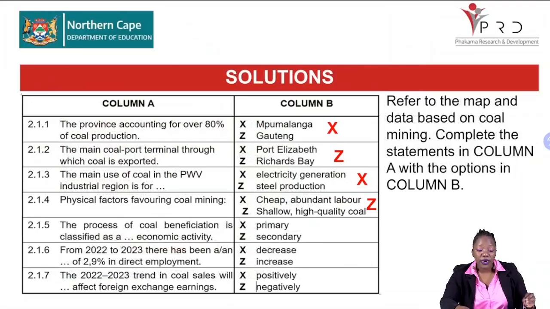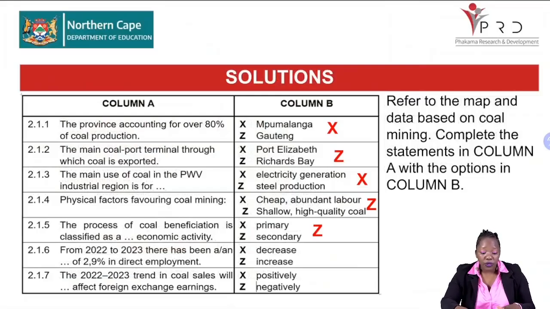Then your number 5, the process of coal beneficiation is classified as secondary. Remember, beneficiation is to take the raw material and manufacture it, or turn it into a final product. So therefore, that is done in the secondary sector. Hence, the answer is Z.